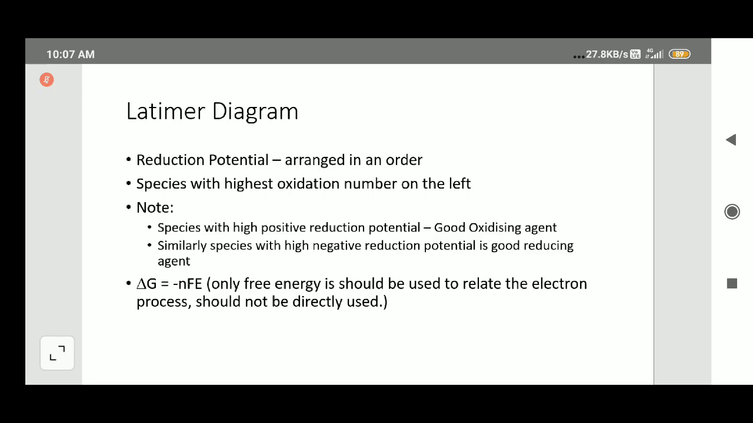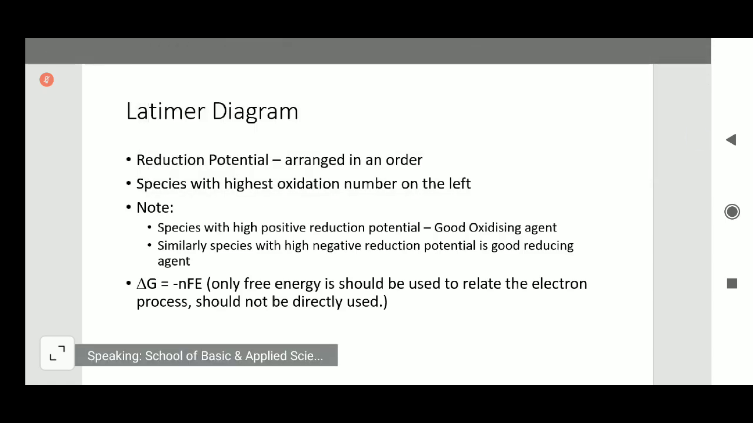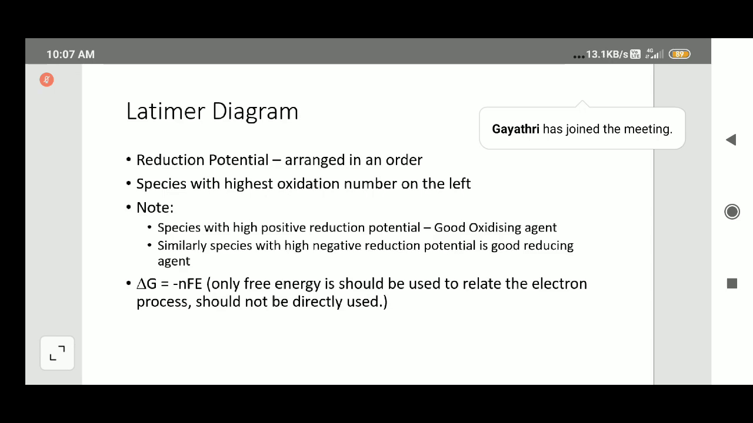So these 3 points, if you remember: one, a Latimer diagram is nothing but an arrangement of these ions in such a way that the reduction potential is arranged in a particular order. What is the particular order? The species with the highest oxidation number is written on the left extreme. And the point to remember is the species that is on the left extreme is a good oxidizing agent and the right is the reducing agent. Okay.